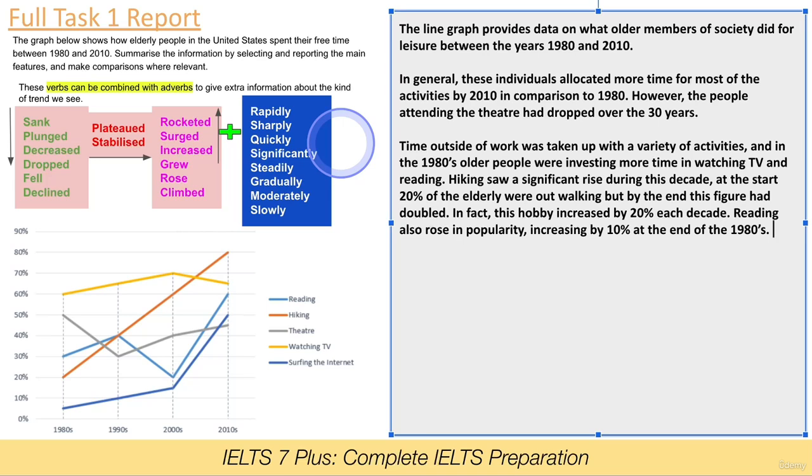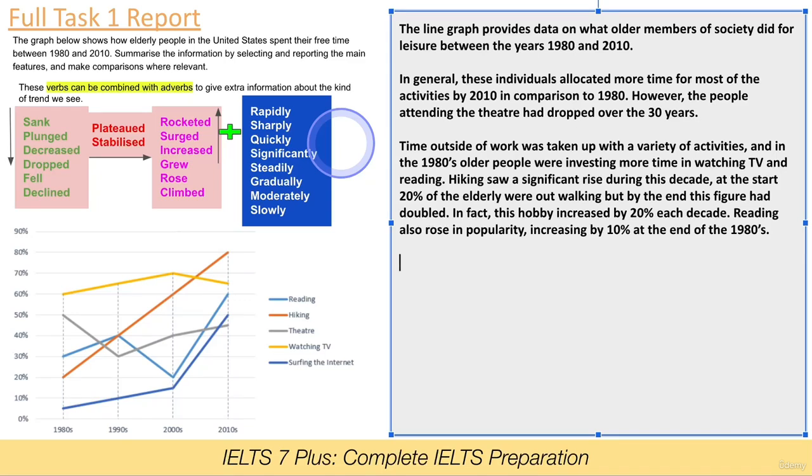Okay, should we have a read of this and see how it's going? Time outside of work was taken up with a variety of activities, and in the 1980s, older people were investing more time in watching TV and reading. Hiking saw a significant rise during this decade. At the start, 20% of the elderly were out walking, but by the end, this figure had doubled. In fact, this hobby increased by 20% each decade. Reading also rose in popularity, increasing by 10% at the end of the 1980s. Okay, I think that's a solid start there.